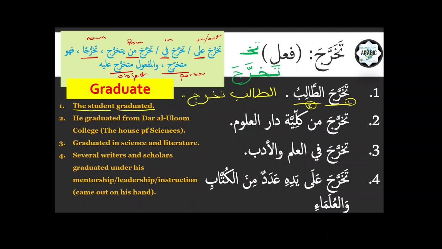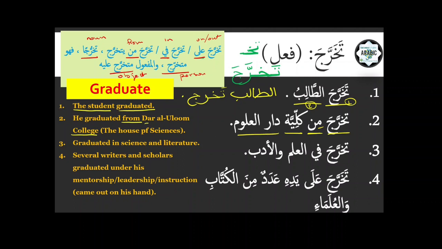This is more of like informing us. الطالب تخرج. The student graduated in Arabic. But تخرج الطالب, usually sentences start with verbs. It's a verbal sentence. The second example is we have تخرج من. He graduated from. من. كلية, college. دار العلوم.